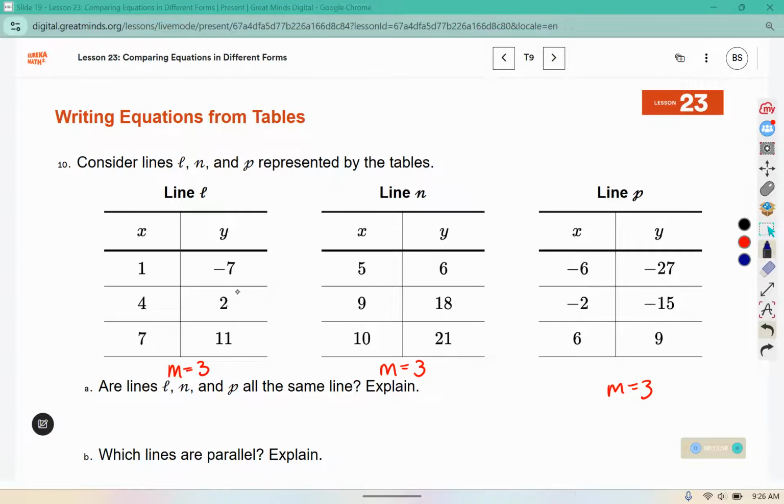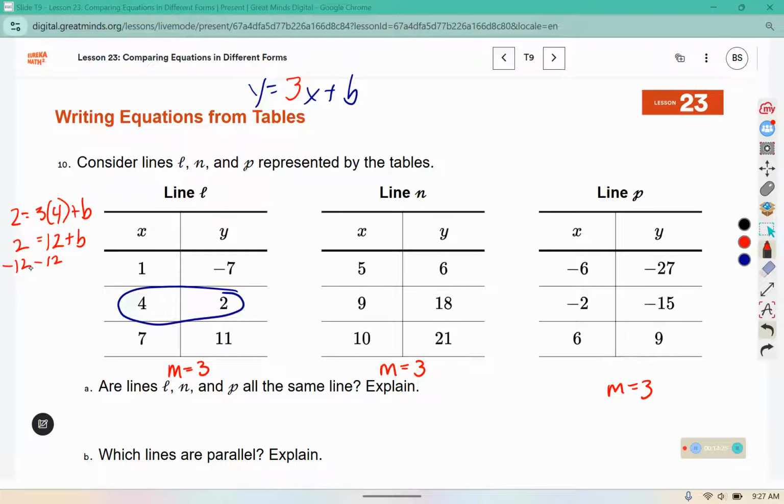I'm going to use a point from the table. So in that format, y equals mx plus b. All of them have a slope of 3. And I'm going to replace the y value with a 2 and the x value with a 4. 3 times 4 is 12. If I subtract 12 from both sides, that leaves me with b, and 2 minus 12 is negative 10.